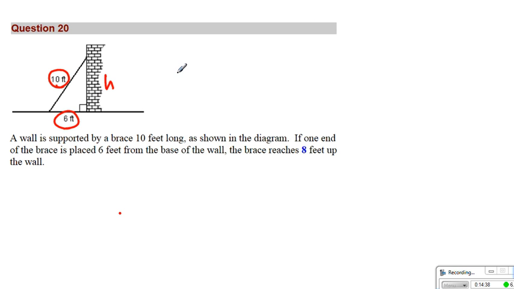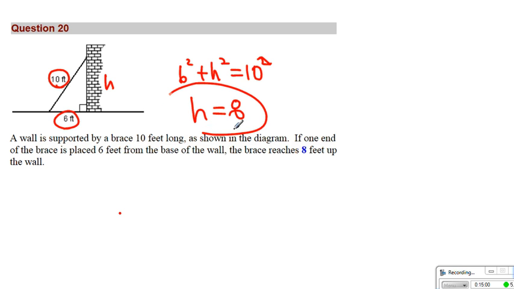What we can do is we can set it up. 6 squared plus h squared is equal to 10 squared. Now we can do that and calculate that. But another thing we can do is notice this must be a 3, 4, 5 triangle. You see, this is double of 3 and this is double of 5, then this must be double of 4, which also becomes 8. So one way or the other, we can figure out h will be equal to 8.